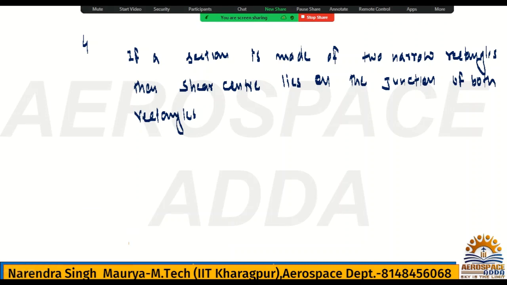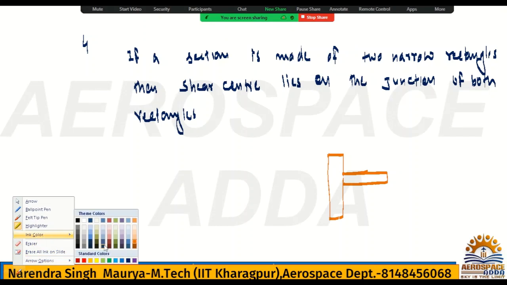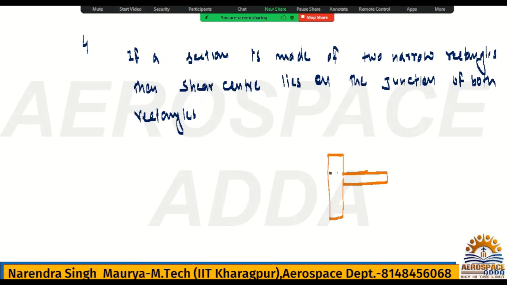we can take any one. I can say this is one rectangular member, and suppose it is connected with this one like this. Wherever the meeting point of these is, that will be the shear center. They are meeting each other at this point, so this will be the shear center. Any example you can take where two structural members meet each other, that will be the shear center, or you can take this one also, it's your choice.